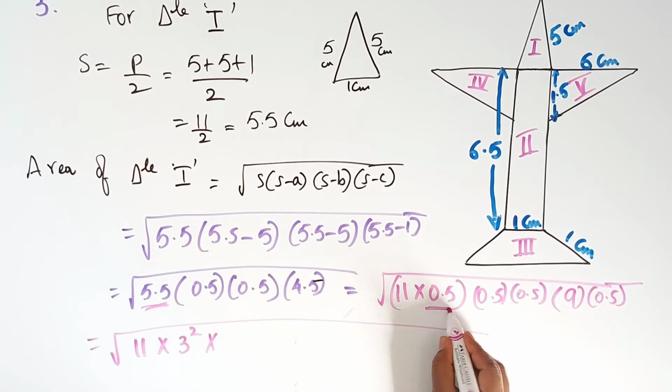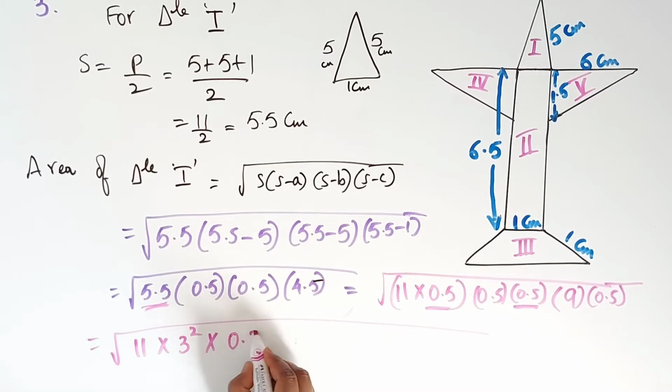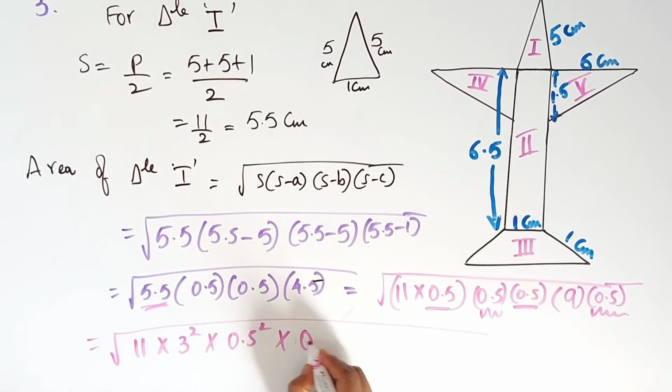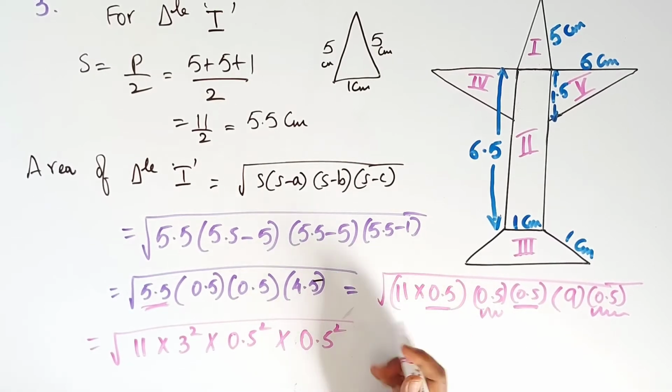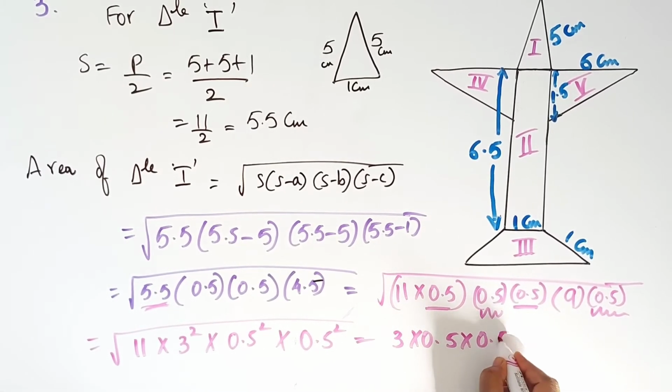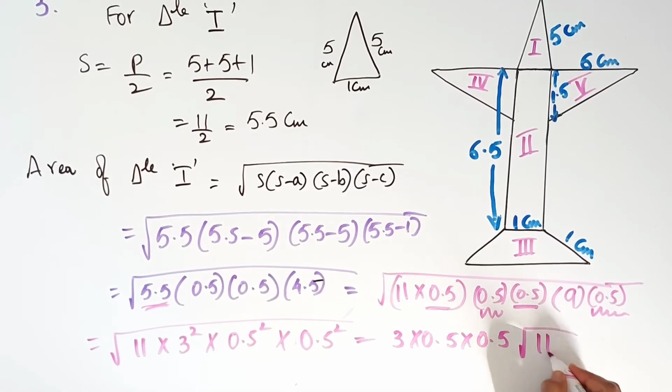And 0.5, here 2, 0.5 square, and here also we have 2 0.5s, 0.5 square again. Right, children? Square and square root will get cancelled. So 3, 0.5 and 0.5 will come out. 3 into 0.5 into 0.5, root of 11 is here.